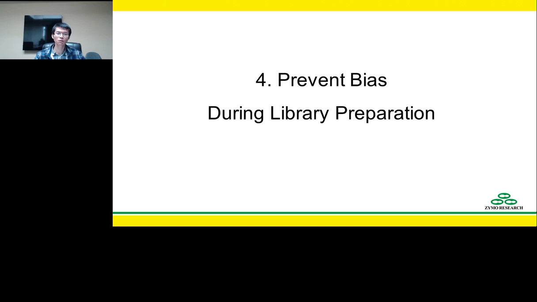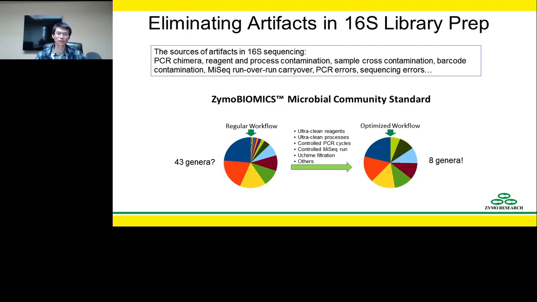So after this, I will talk about addressing bias during the library preparation process. Here I will use the 16S library preparation as an example. The sources of artifacts in 16S sequencing include PCR chimera, reagent process contamination, sample cross-contamination, barcode contamination, MiSeq run-to-run carryover, PCR errors, sequencing errors, etc.